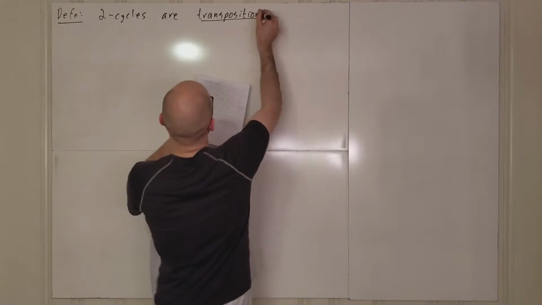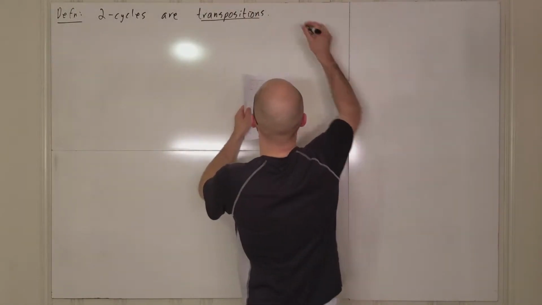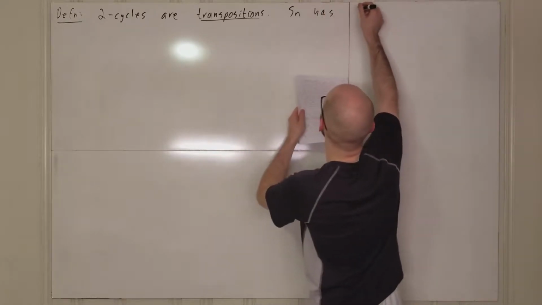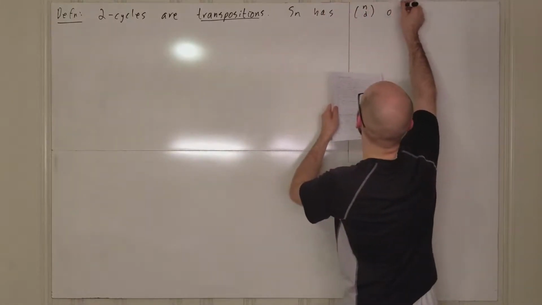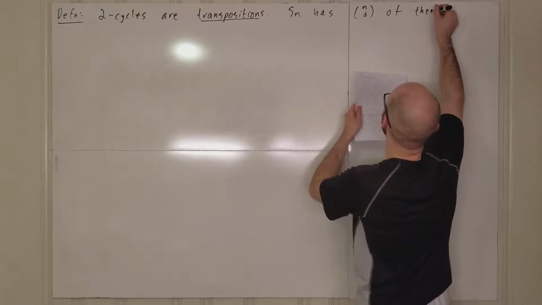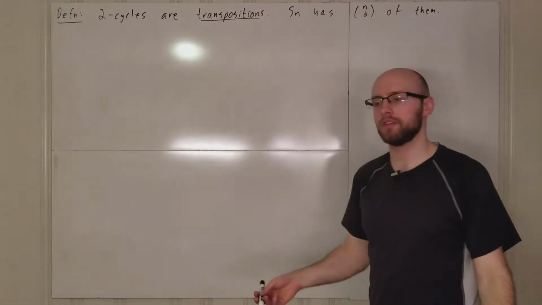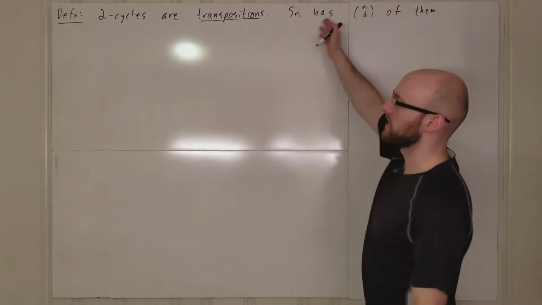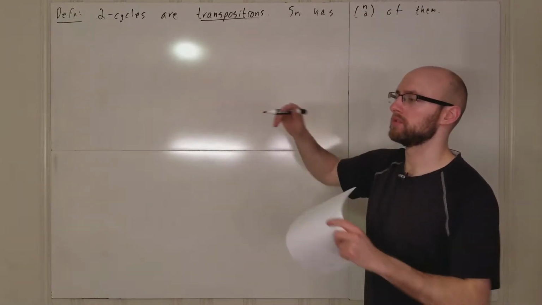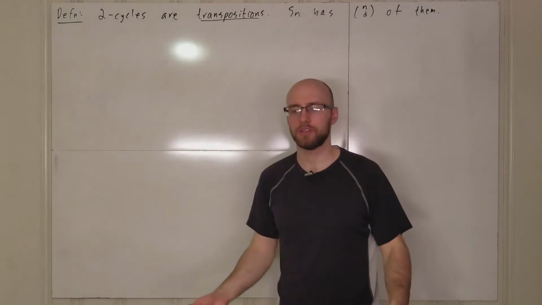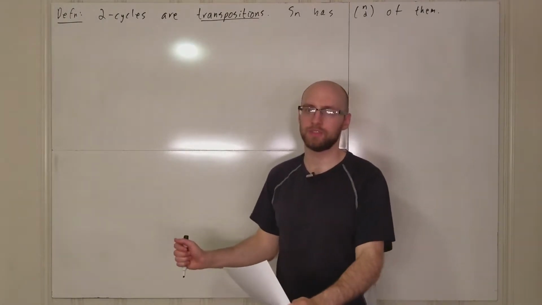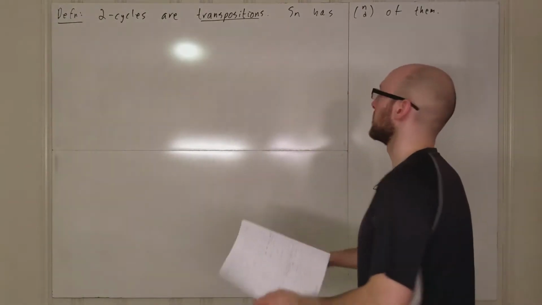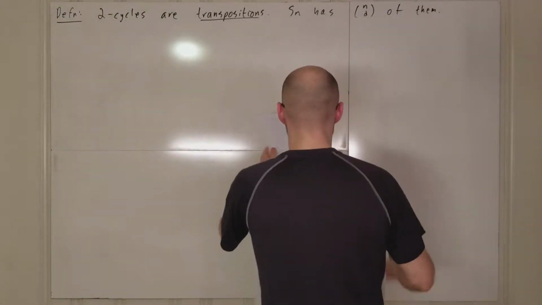Okay, there's that. Sn has how many? We have n choose 2 of them, because n choose 2 means precisely the number of ways of choosing 2 things from a set of n elements where the order doesn't matter. And the order does not matter because the transposition (i j) is the same as the transposition (j i). Each one sends i to j and j to i. Okay, so there's that.